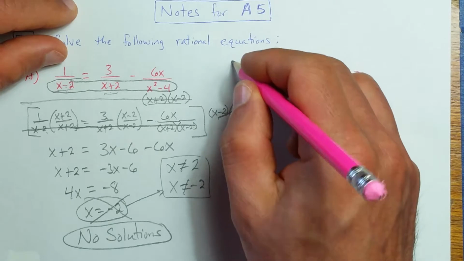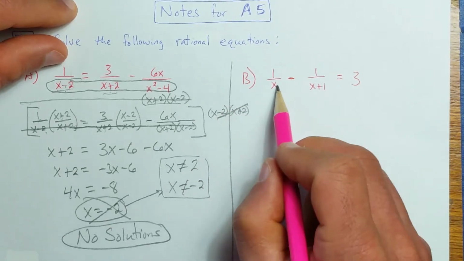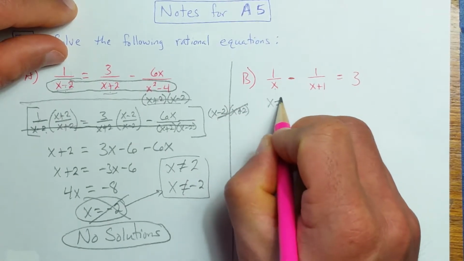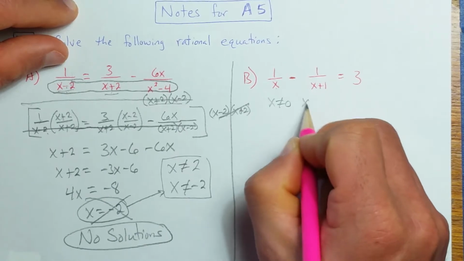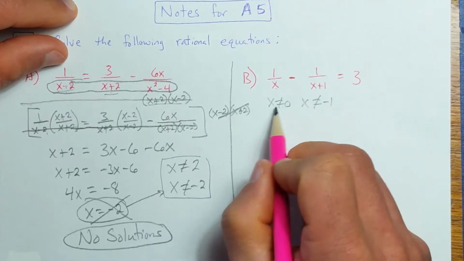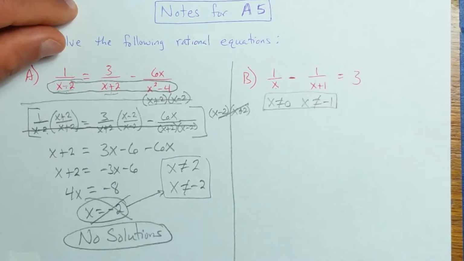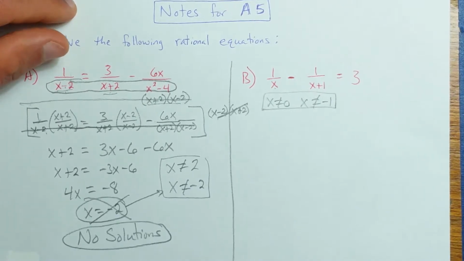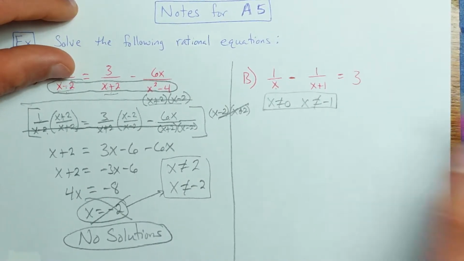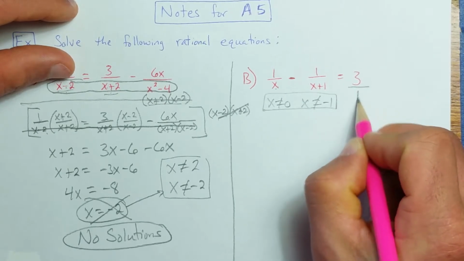Alright, so looking at letter B, kind of keeping that in mind, same thing. x can't equal 0 if I look at this denominator, and x can't equal negative 1. So if by chance I happen to get one of those answers, I'll again have to cross them out and say no solutions. So it looks like my denominators are basically factored for me already.